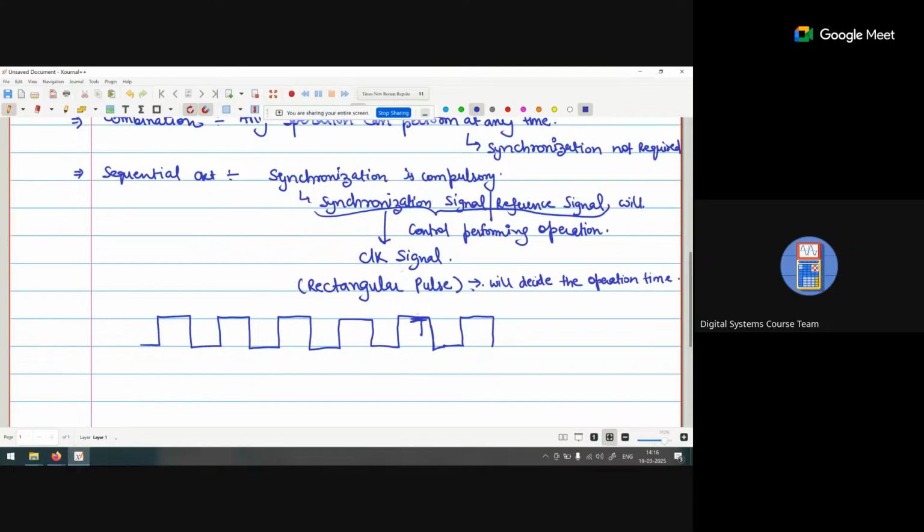Now in the rectangular pulse, the first thing is the duty cycle. Duty cycle is what? It is basically the time period of on of the signal upon the time period of on plus off of the signal, for a single pulse.